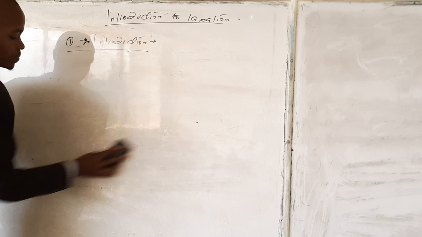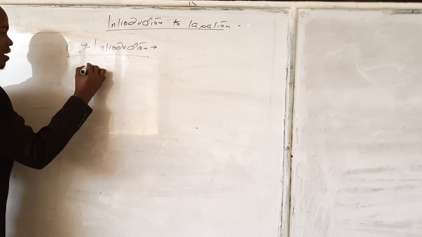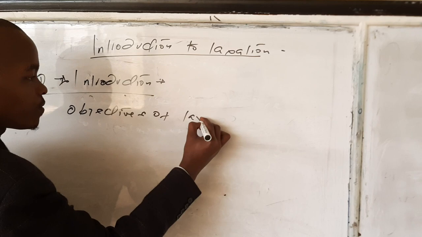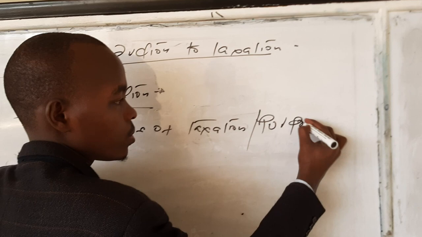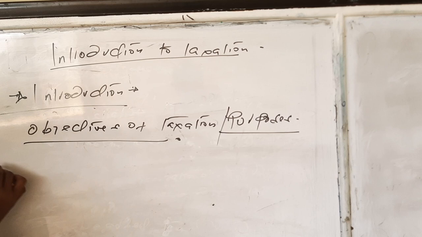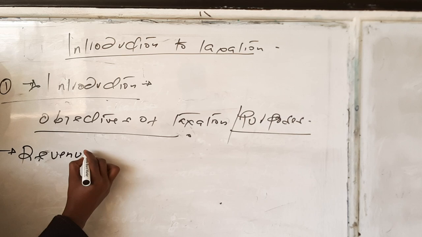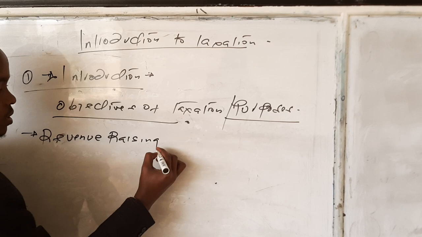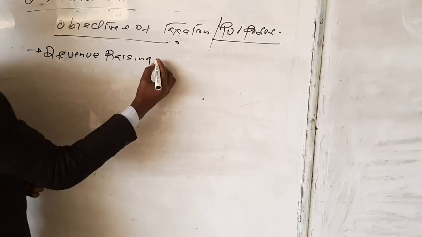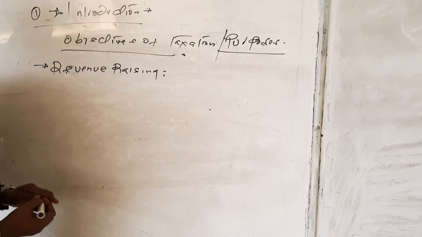the taxation has different objectives or purposes. So we need to look at number one objective. The driving objective of taxation is revenue raising. This is the revenue raising. So the number one driving objective of taxation is revenue raising.